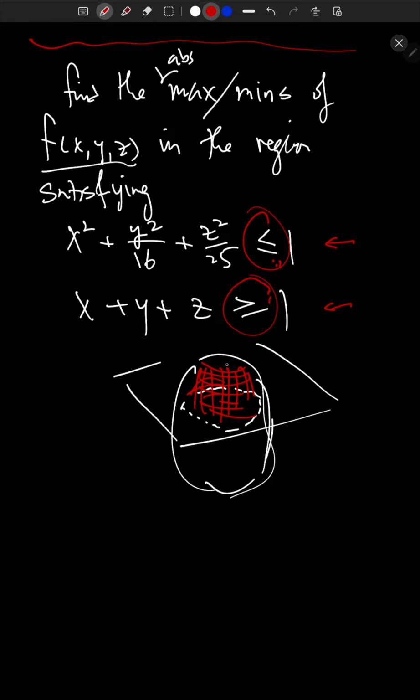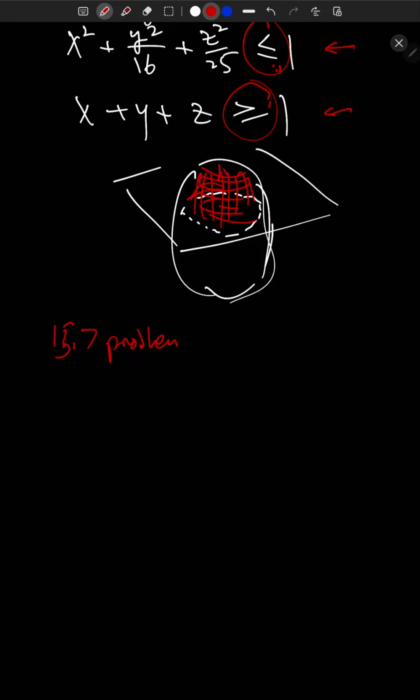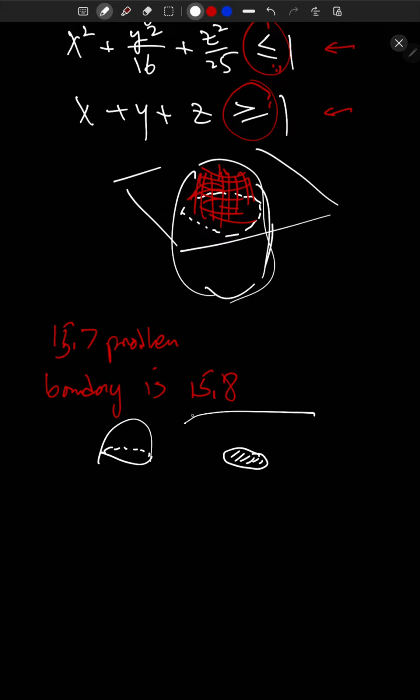All right. So what is this problem? This is a 15.7 problem. You're finding the max and min of a 3-variable function in a 3-dimensional region, but the boundary of it is 15.8, Lagrange multipliers, where your 2 boundary pieces are the upper part of the ellipsoid, the bottom part of which is cut by the plane, and then the planar part, which fits right inside there. So you're going to have to do a Lagrange multiplier here and here.